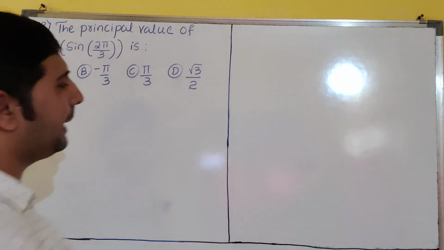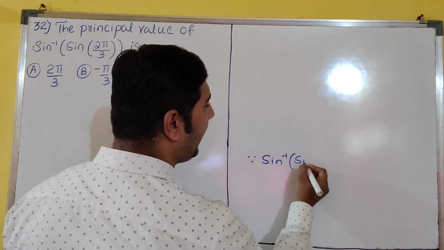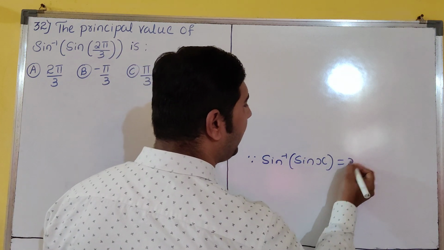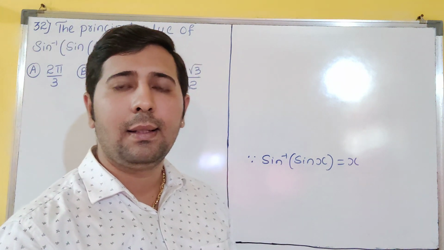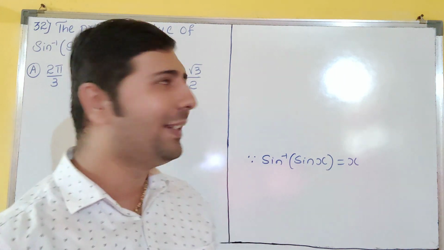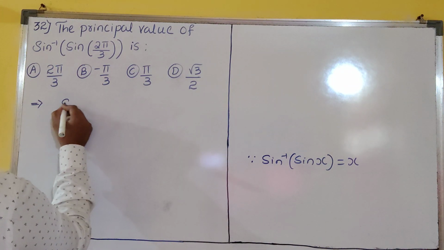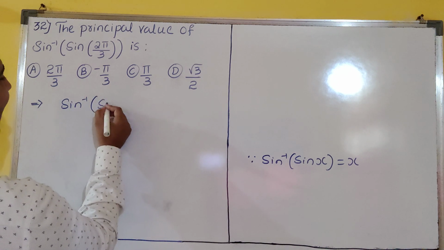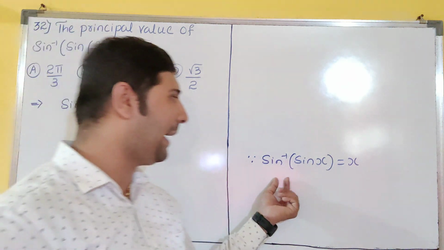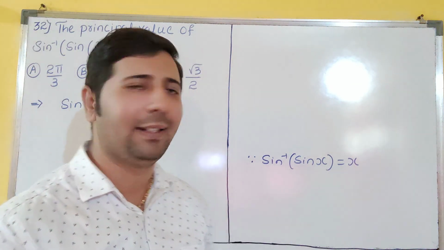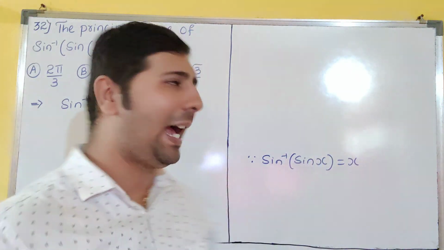Sin inverse of sin x is x only, dear students. Sin inverse of sin x gives x, correct? Many students will write this, see how beautifully they have given sin inverse of sin 2 pi by 3. Oh sir, you have told us sin inverse of sin x is x, that means 2 pi by 3 is our answer. Yes, I got full marks. And you will tick option A.